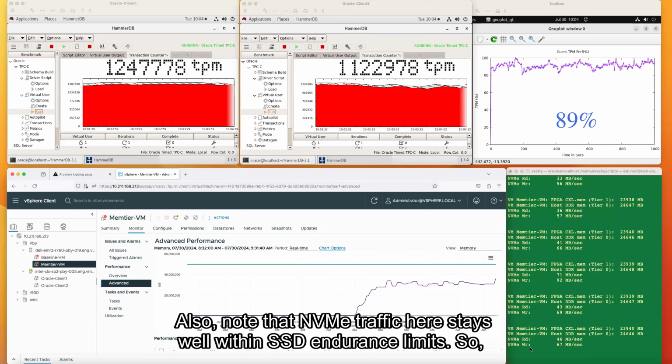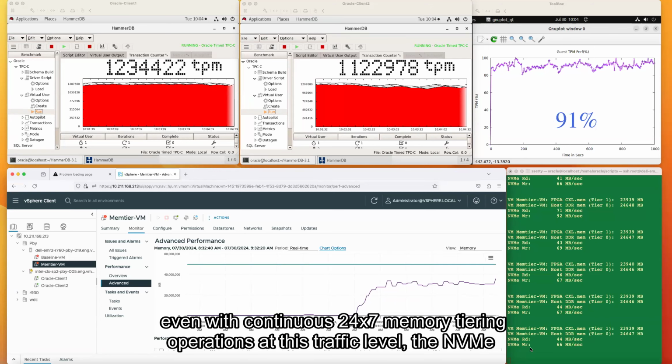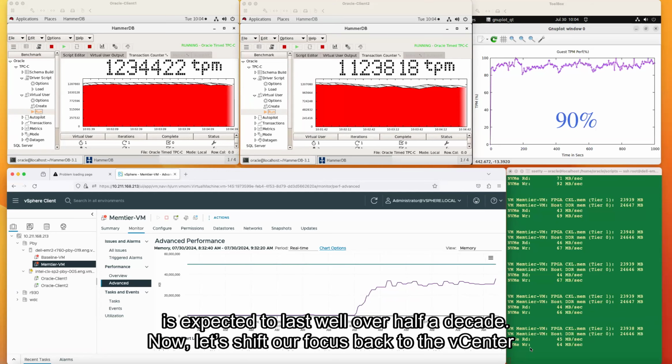Also note that NVMe traffic here stays well within the SSD endurance limits. So even with continuous 24/7 memory tiering operation, at this traffic level, the NVMe is expected to last well over half a decade.